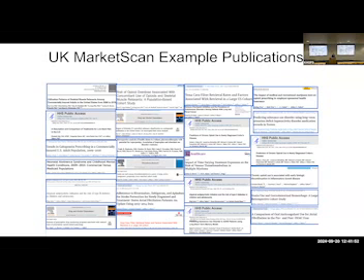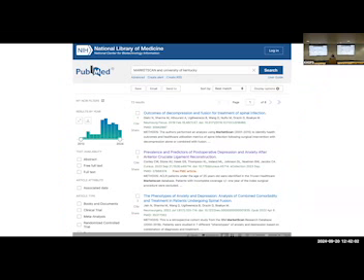And just to give you some examples, I had produced this a year or two ago on a bunch of papers that we've published with this data set here at UK. Then I thought, why don't I just go to PubMed and type in MarketScan at University of Kentucky, and it pops up 72 results. I know there's more than that, but this is just a crude way to search.